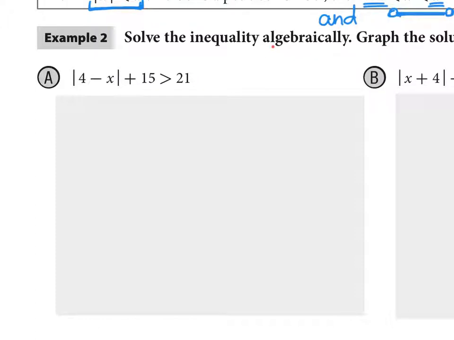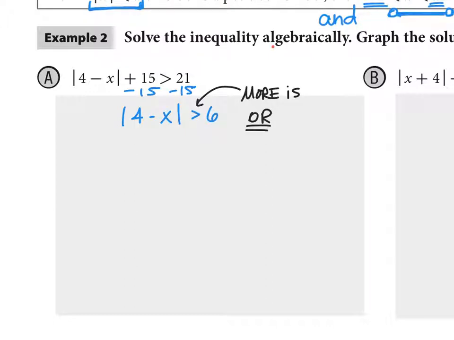Before we can do anything on this first example, just like with solving absolute value equations, we have to get the visitors to go away. So I'm going to subtract 15 from both sides. That's going to give me the absolute value of 4 minus x is greater than 6. This greater than means my answer is going to be outside, or I can think of this as "or." Another trick, I don't remember if I've taught you this in Algebra 1: greater than is "or," which means I should have arrows going in opposite directions.